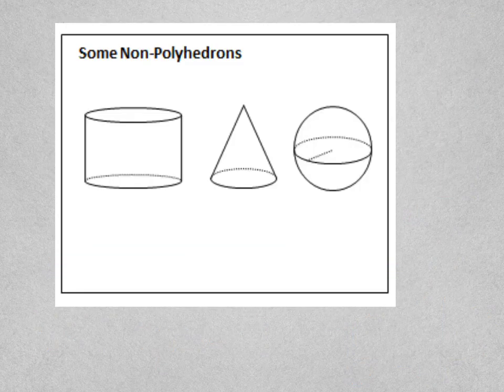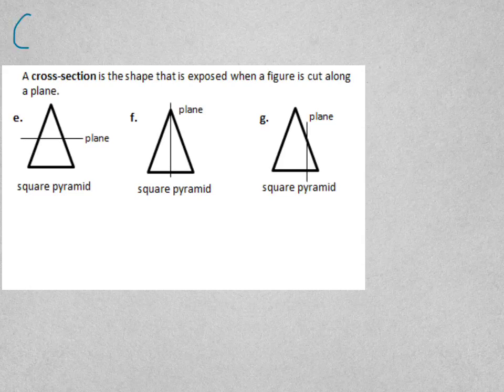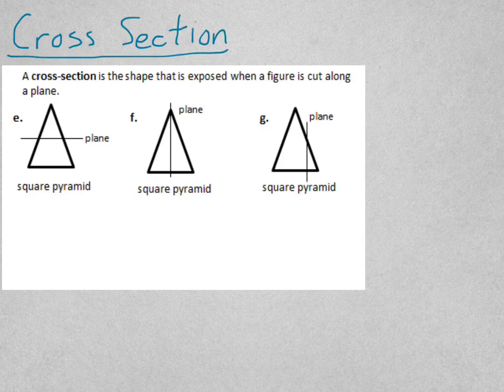All right. Some non-polyhedrons that you probably know are the cylinder, or cilindro. We've also got a cone, or as you might guess, cono, and a sphere, esfera. The cylinder is kind of like a circular version of a prism, and the cone a circular version of a pyramid. The last thing to talk about are cross-sections. A cross-section is the shape that is exposed when a figure is cut along a plane. In Spanish, that would be sección transversal.